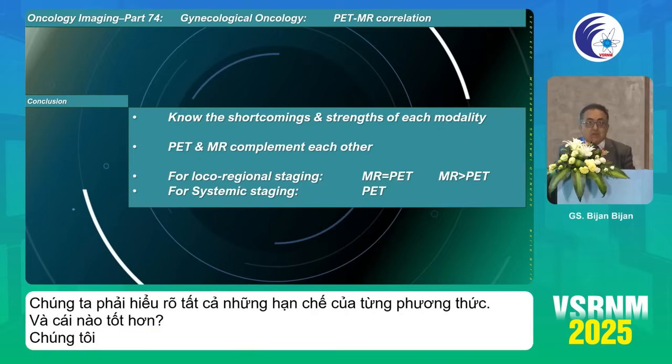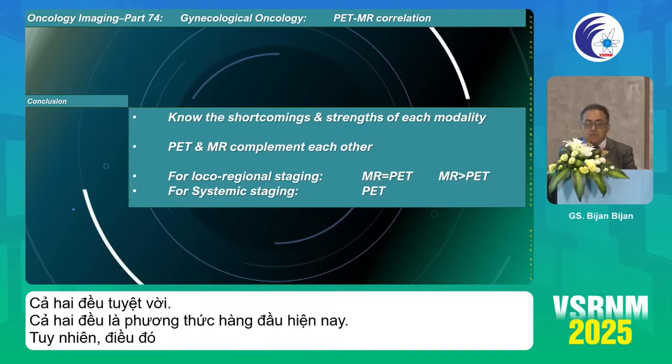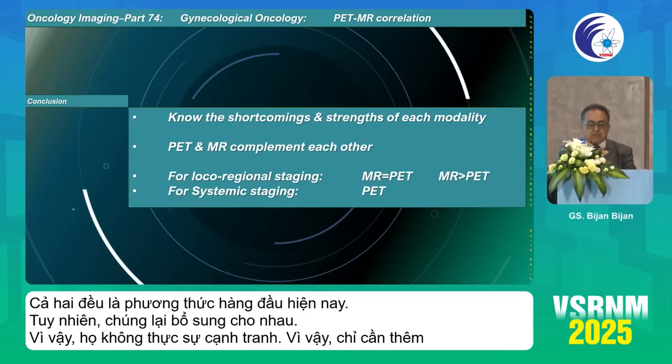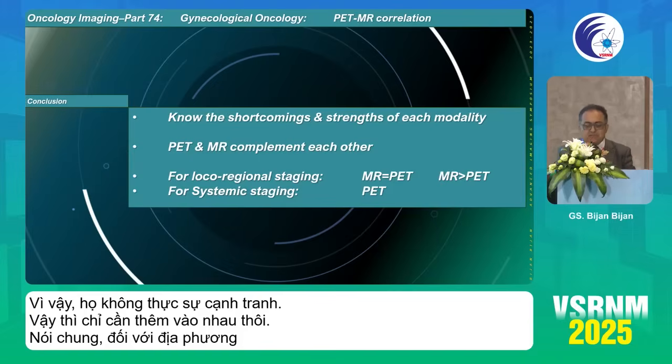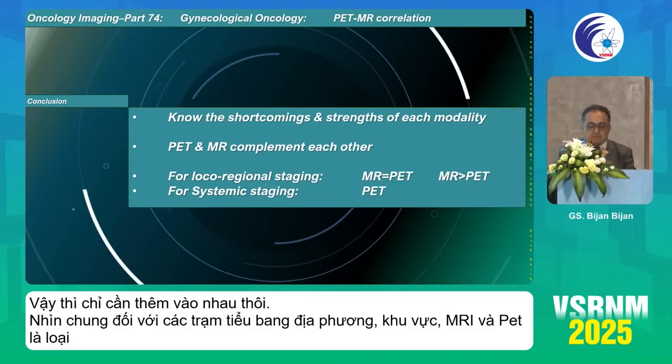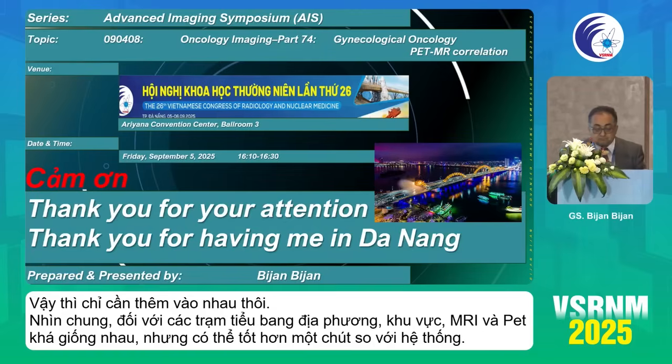Both of them are top-of-the-line modalities that we have. However, they complement each other, so they're not really competing. They're just adding to each other. In general, for locoregional staging, MR and PET are about the same, but MR may be a little bit better than PET, but for systemic staging, we use PET.